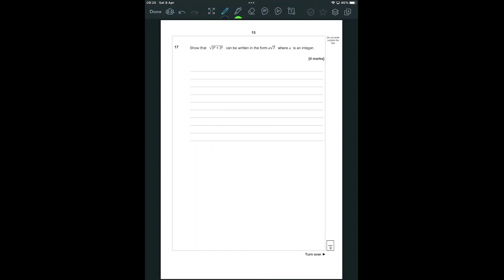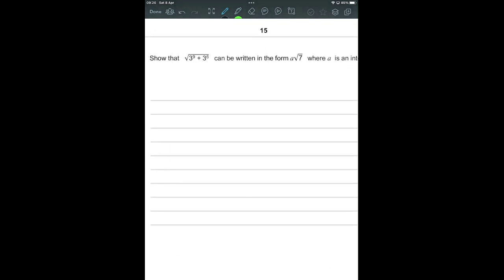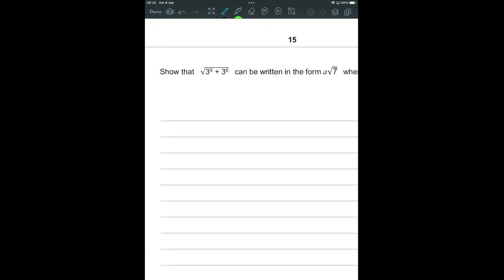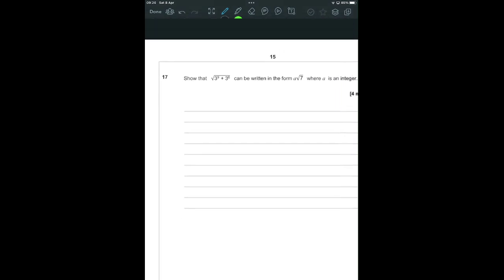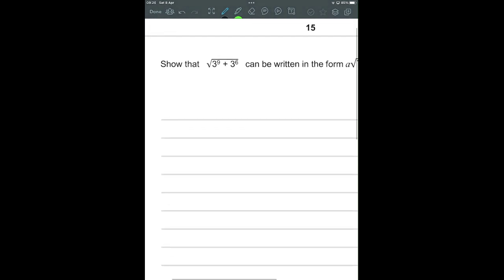Question 17. Show that that can be written in the form a root 7, where a is an integer. Okay. Let's give it a go. That does not look pleasant at all, but it must be doable. Okay, so first thing I'm going to do is I'm going to factorise inside. I've noticed that I've got two different sets of powers. So I've got 3 to the power of 9 and 3 to the power of 6.